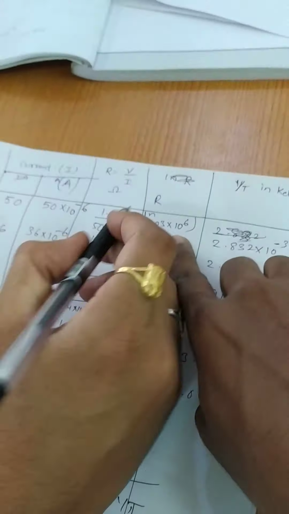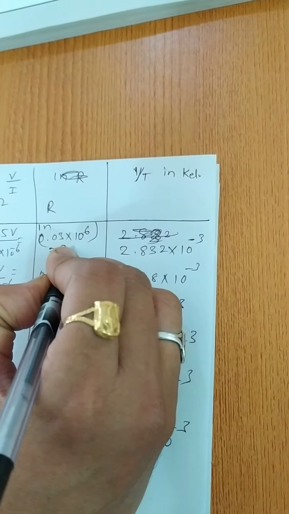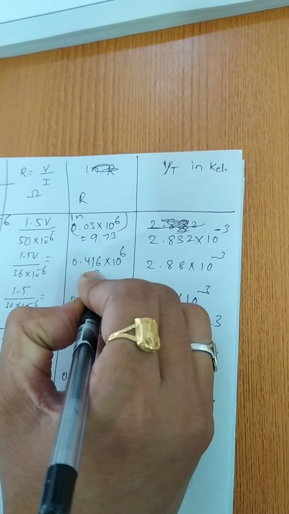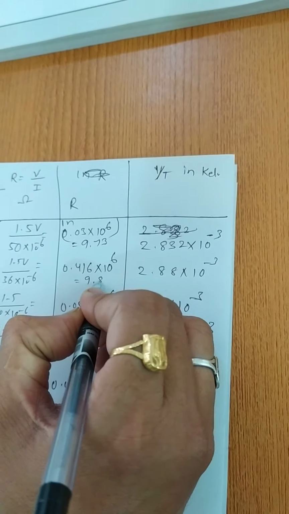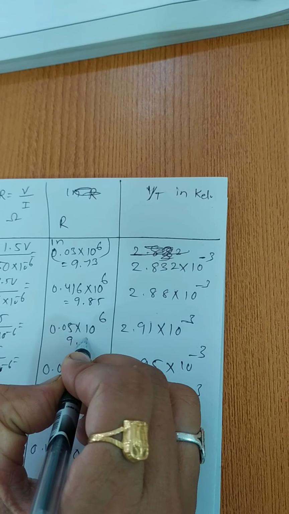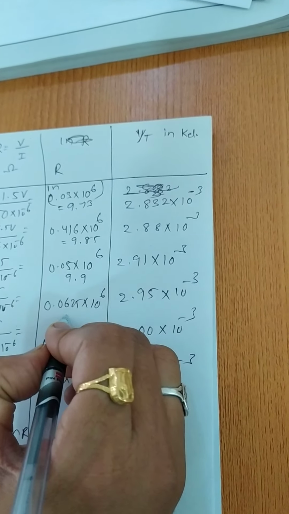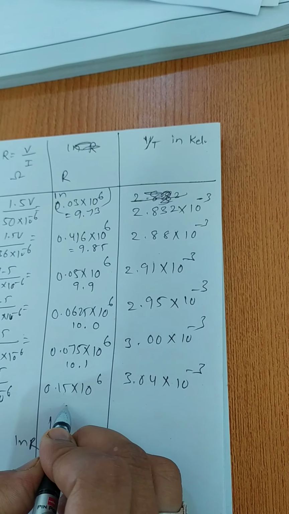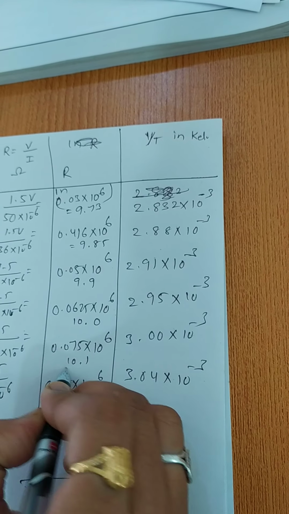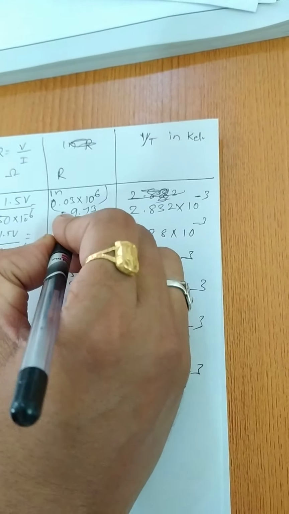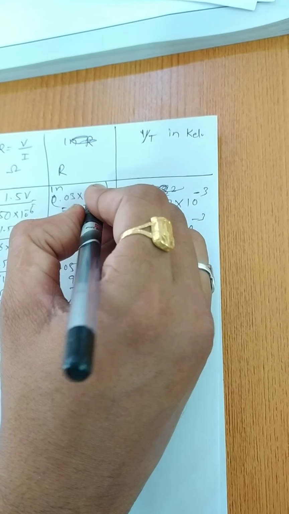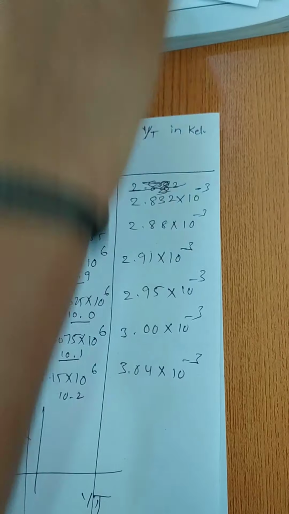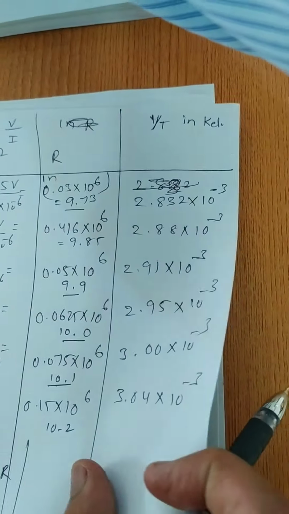So approximately ln of r here is 9.73 this one, and this one is 9.85, 9.99, and this is 10.0 and 10.1 and 10.2. Okay, so these are all ln of r. So the one which is 10 to the power of 6, that is r only. Okay, so now this is different, sir. The values are different.